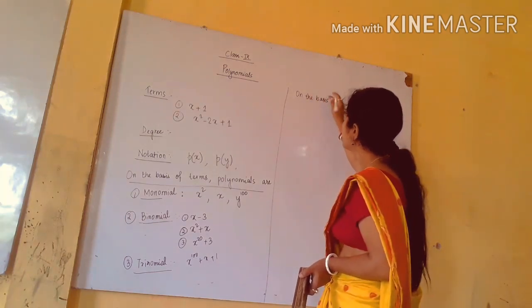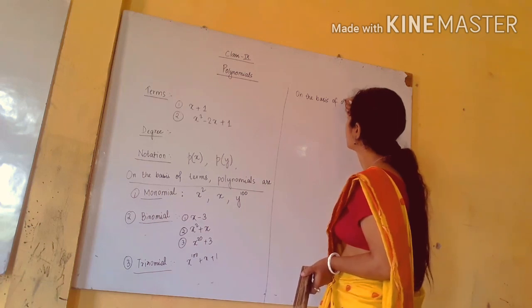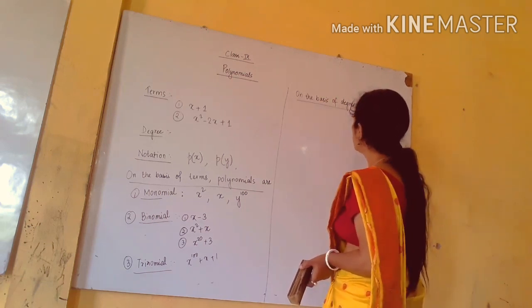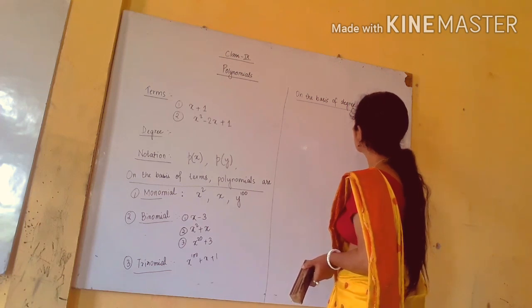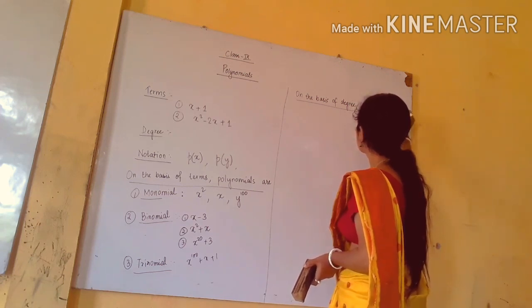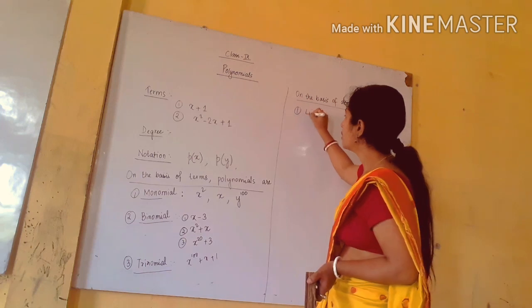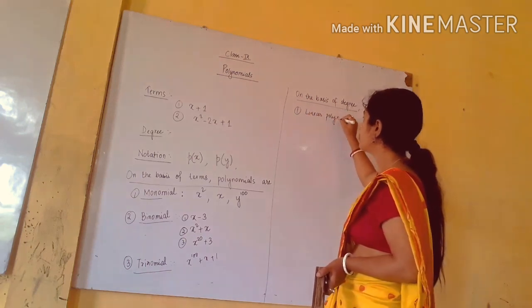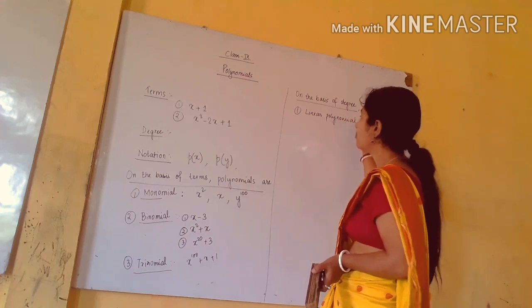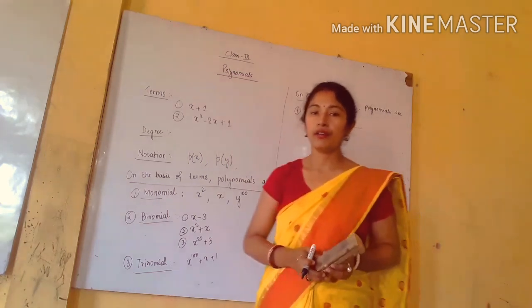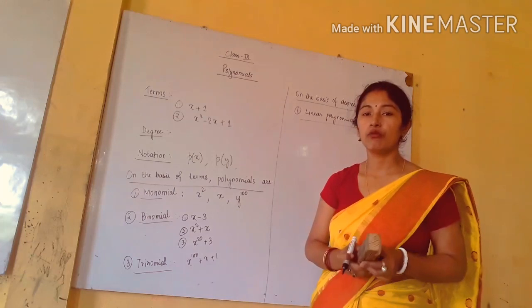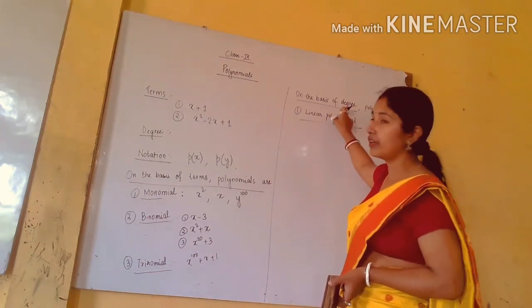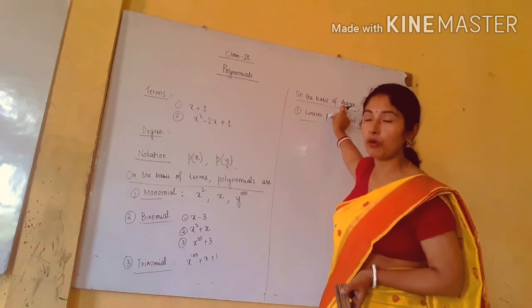Next division is on the basis of the degree of polynomial. On the basis of degree, polynomials are: number 1, linear polynomial. The meaning of linear polynomial is the polynomial having degree 1. The polynomial having degree 1 is called linear polynomial. Already I have discussed degree. Degree means highest power of the polynomial.